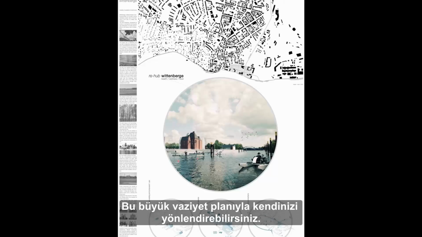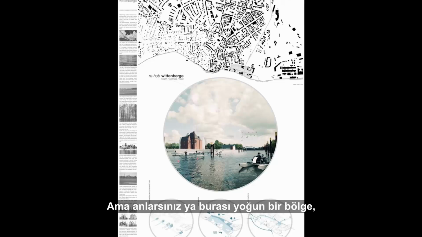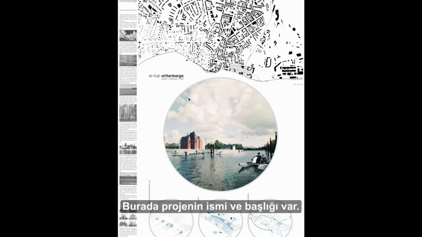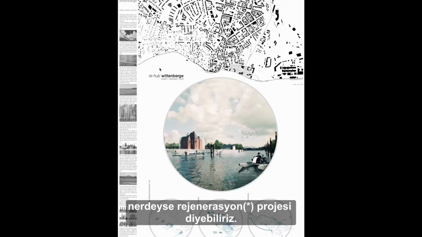You can orientate yourself with this big site plan. You can see where the location of the project is. It's somewhere through here because it's got a grayscale. Everything else is treated as a Nolli map, so it's very refined. It's not important, but you can understand that it's a dense area, so you'd assume it's a city, and this part here is an urban area. You've got the name and the title of it, so it's about a rehab. It's about health, wellness, and food, so you can see it's almost a regeneration project. And then you have some drawings in the middle here, which are descriptive drawings about what's happening.